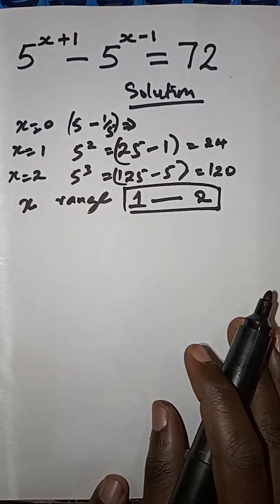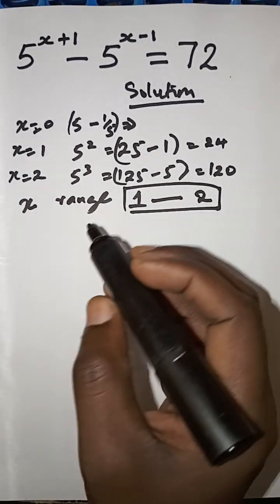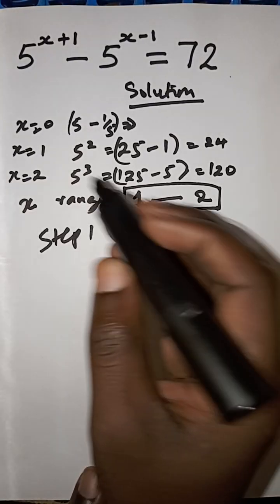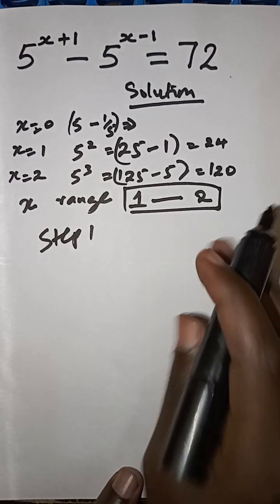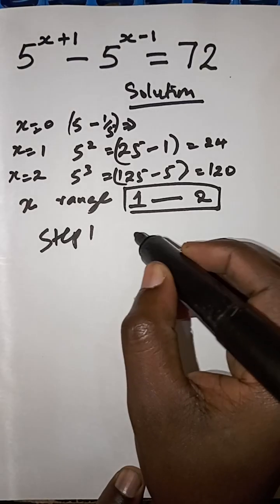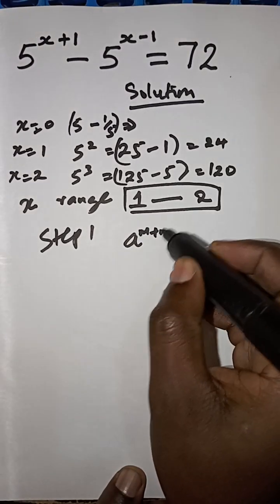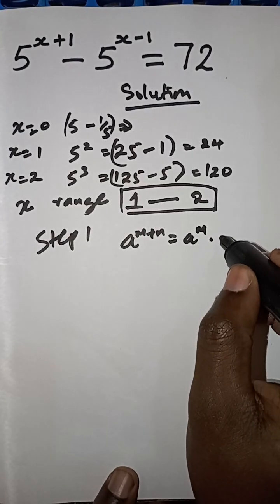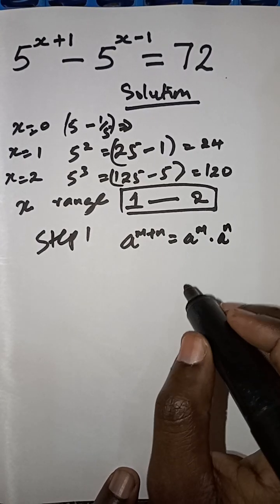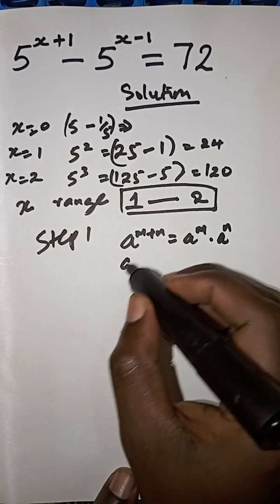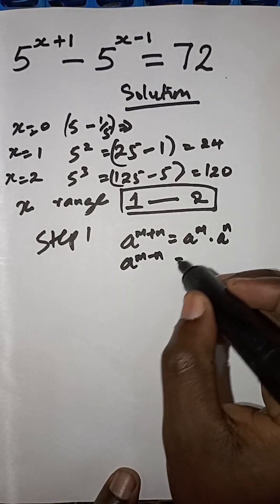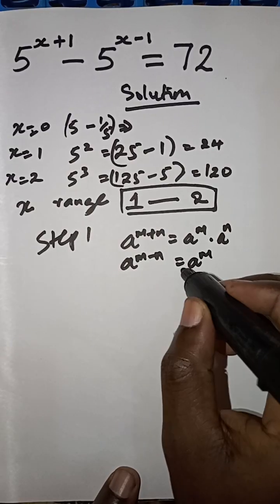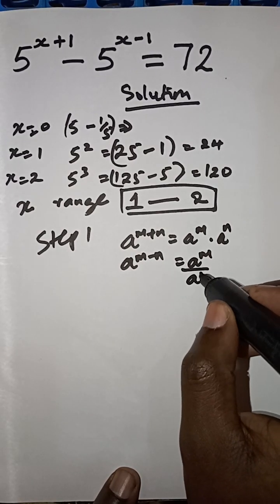So how do we get to this? Let us start step 1. According to the laws of exponents, when you have a raised to m plus n, this can be re-expressed as a raised to m multiplied by a raised to n. And when you have a raised to m minus n, then this can be written as a raised to m divided by a raised to n.